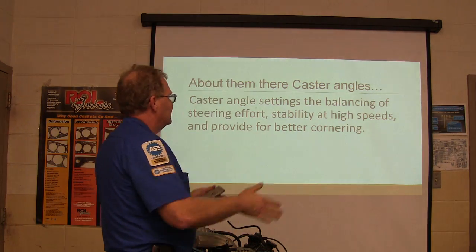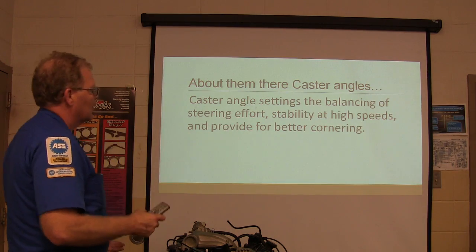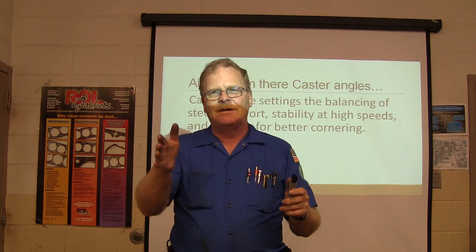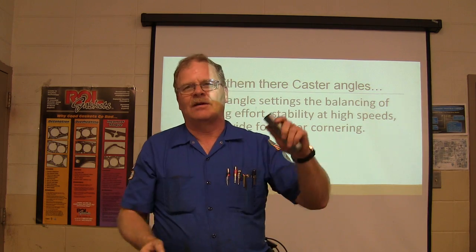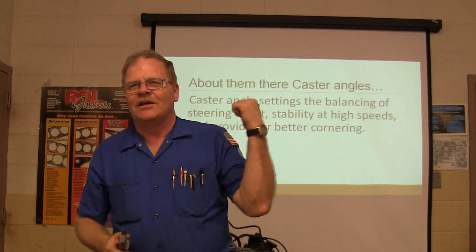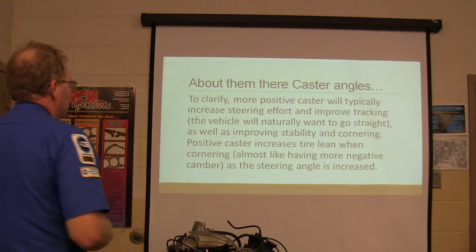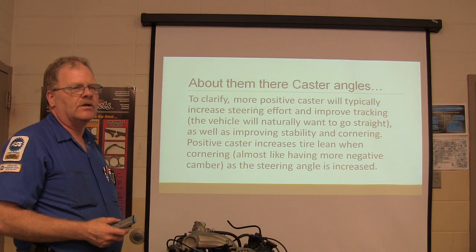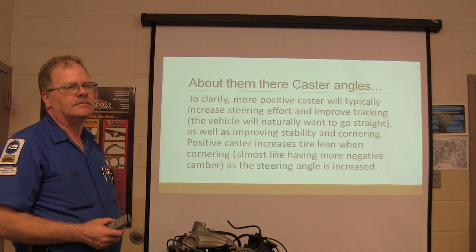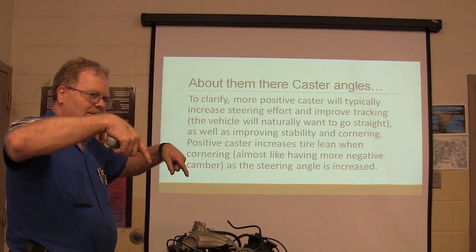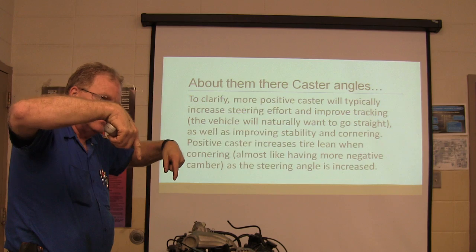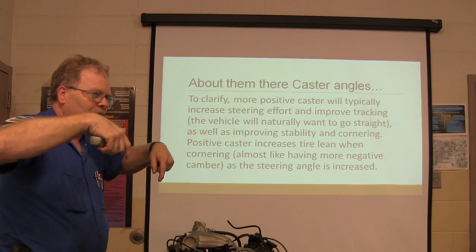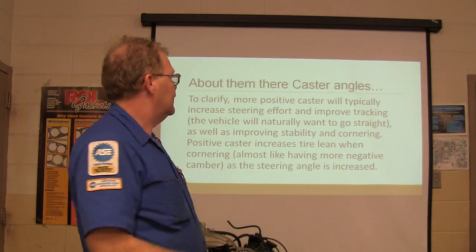Caster angle and the balancing of steering effort: stability at high speeds, positive caster gives you that. It provides for better cornering too. Have you noticed how when somebody pulls up and turns, their tire will be leaning? Looks like there's something bad off with the alignment, but that's part of what caster does. How come on a truck without power steering, it always sees the inside out just a little bit? Without power steering, your caster angles are different. They're closer to vertical, because it makes it easier to steer. If you don't have power steering, you need that.